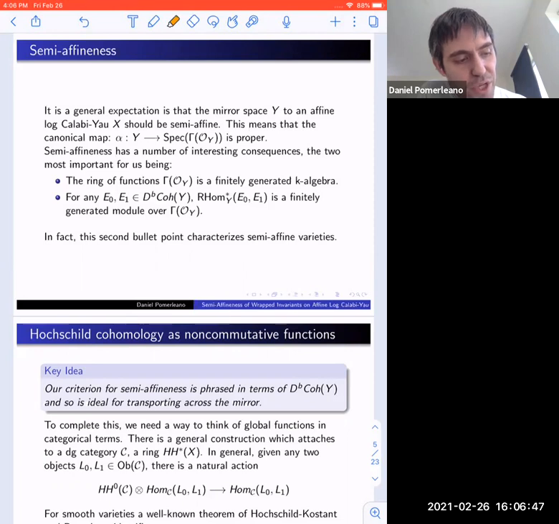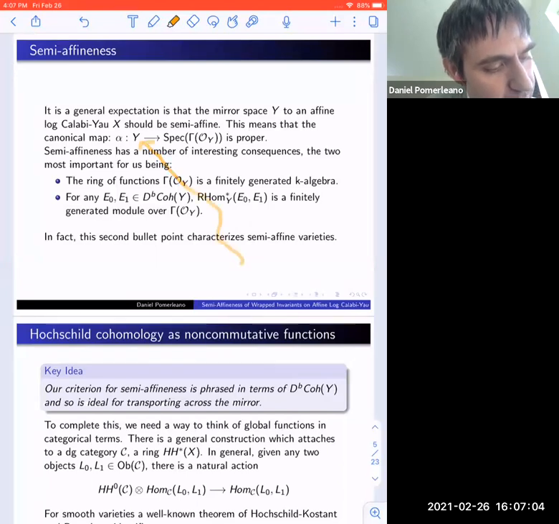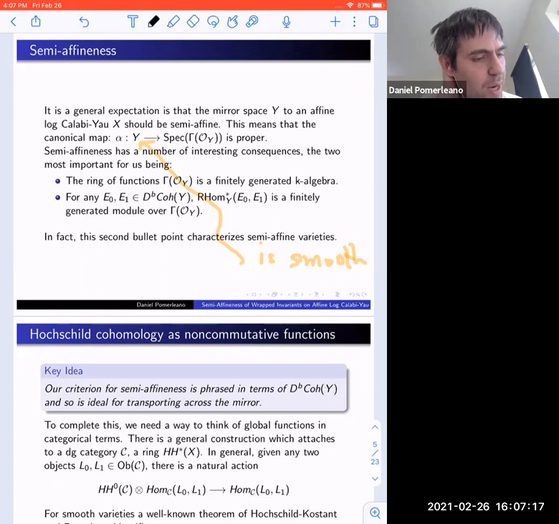And for any coherent sheaves, the total sheaf cohomology, the total Ext between these two objects of the derived category, is a finitely generated module over Γ(Y). I should make explicit that I'm still assuming that Y is a smooth variety. Perhaps a key point is that the second bullet point, the finiteness of the Exts, actually characterizes semi-affine varieties. If you have a scheme where for every coherent sheaf it has this property, then in fact the affinization morphism is proper.